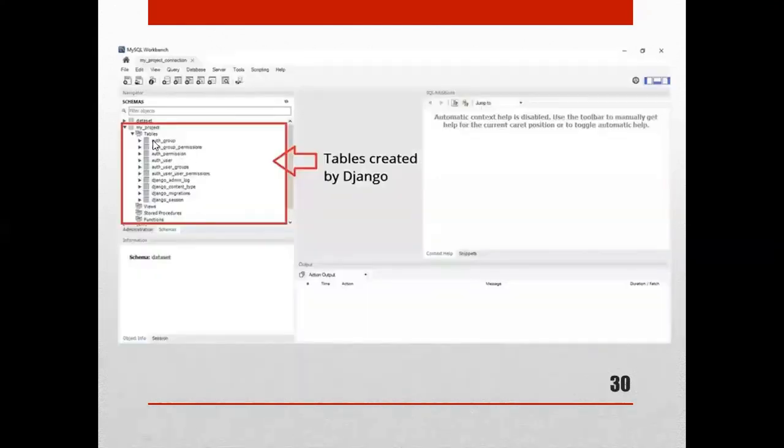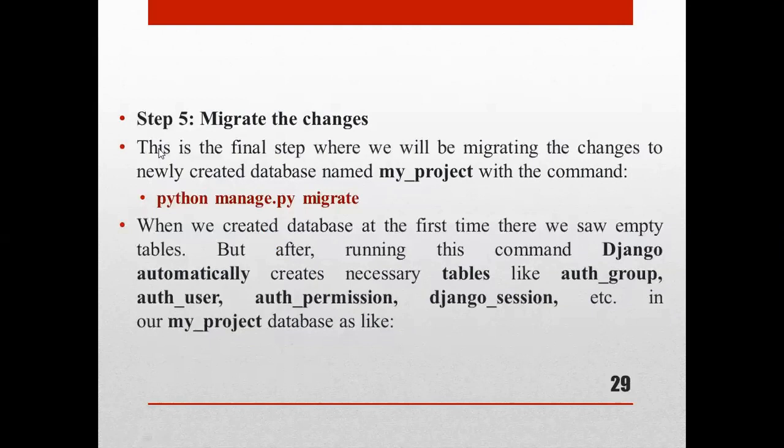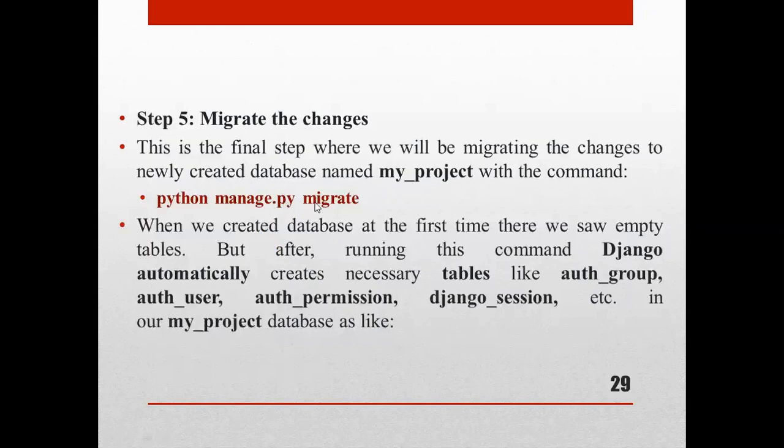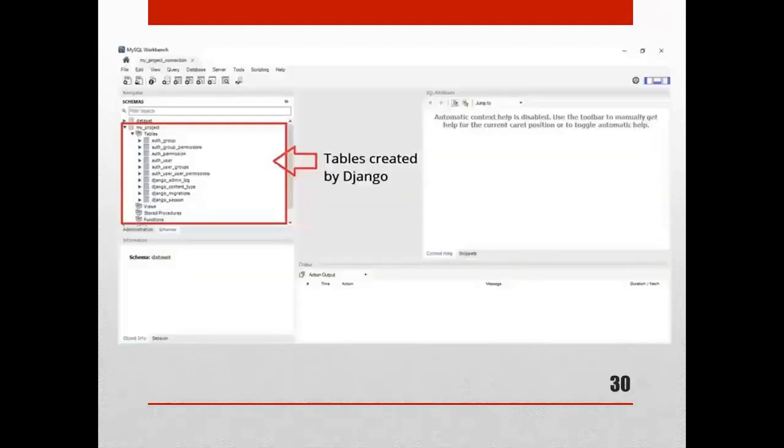Here you can see previously this table field is empty. After executing the migrate command in our my project database, we have folders like tables, views, stored procedures, and functions. After executing python manage.py migrate, it will create some tables like here. These are the tables created by Django: auth group, permissions, then user, auth user, user groups. All these tables are created in that database.